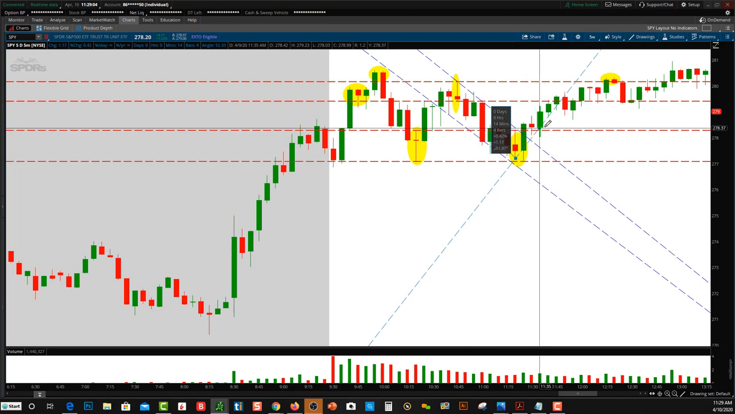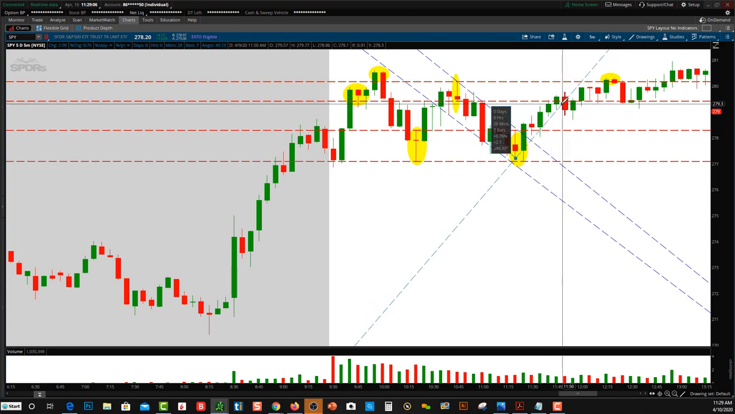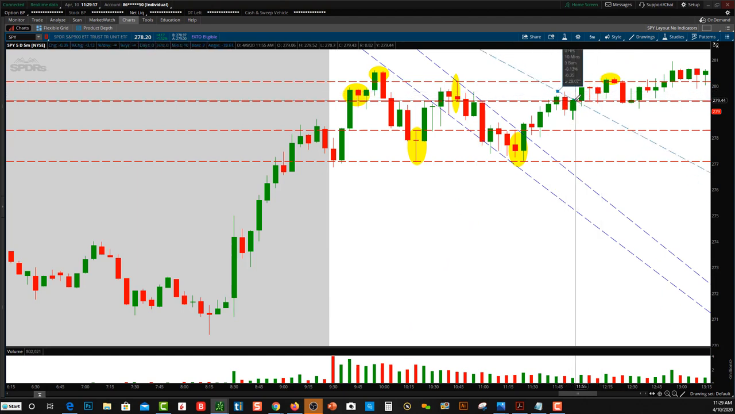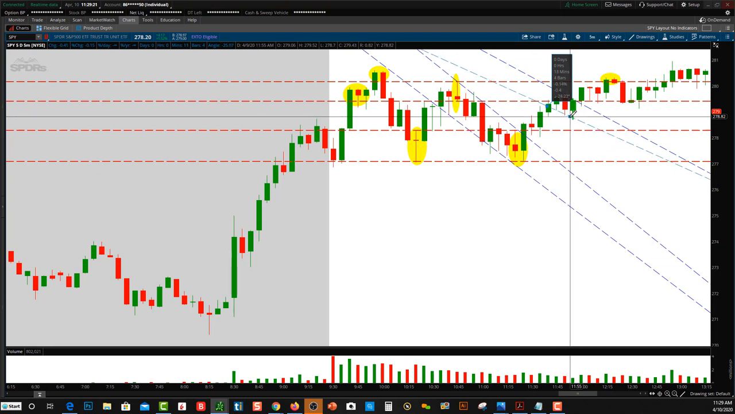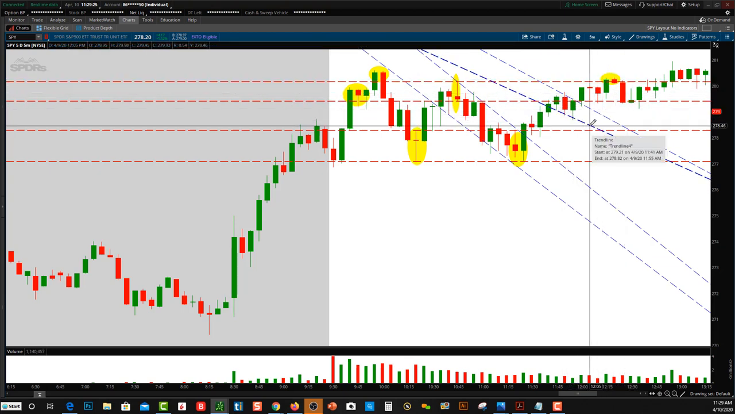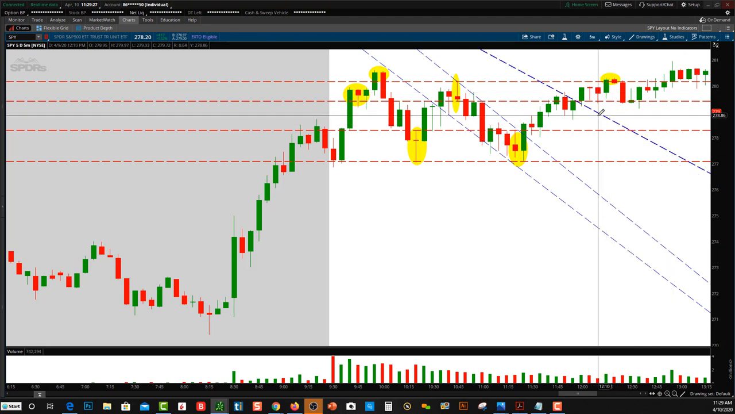All right, if you're over in here, that red candle would have stopped you out, or you would have taken your profits, right? Then it pulls back, and what does it do? It turns into a bull flag, right? Bull flag, it breaks out, consolidates again. So you guys see this over and over and over.